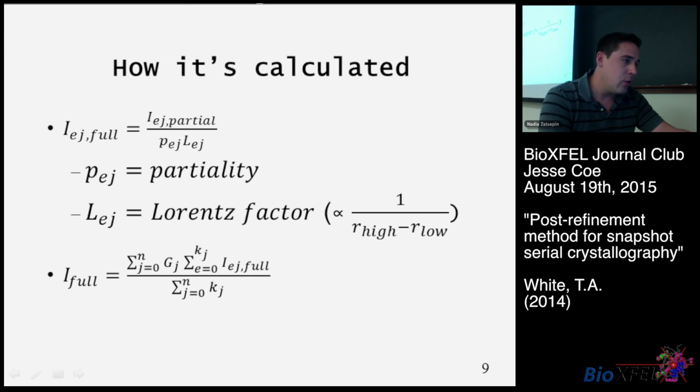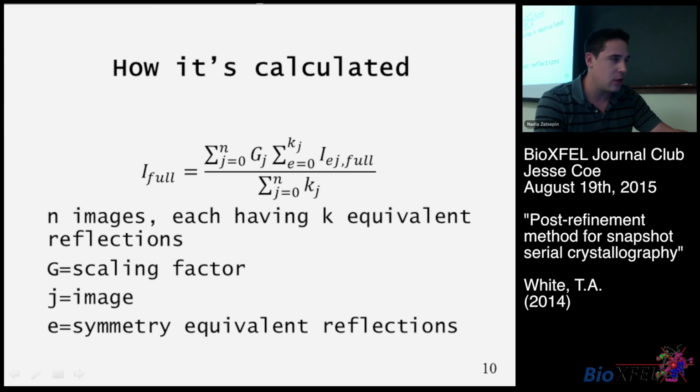So one way that this was done, to measure a full intensity, he took advantage of symmetry equivalent reflections within each image. So that's kind of what this bottom equation is. I'll go into that in a little more detail here.